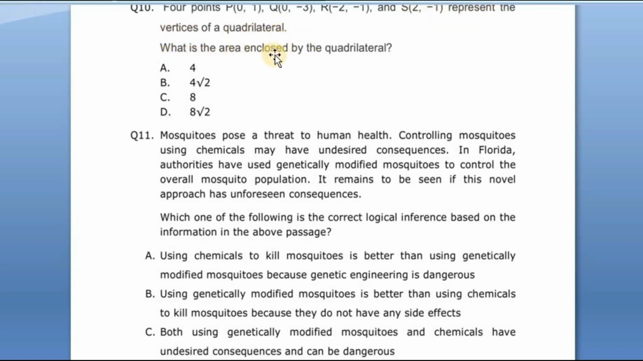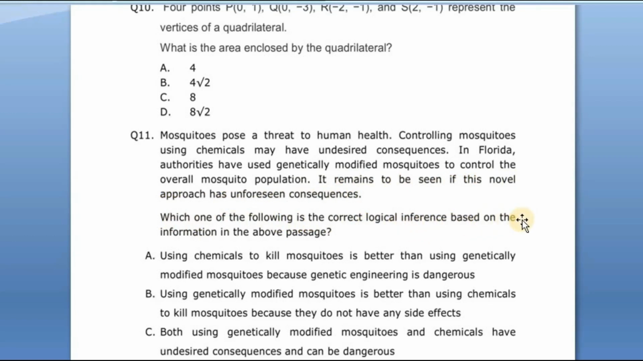11th question, mosquitoes pose a threat to human health. Controlling mosquitoes using chemicals may have undesired consequences. In Florida, authorities have used genetically modified mosquitoes to control the overall mosquito population. It remains to be seen if this novel approach has unforeseen consequences. Which of the following is the correct logical inference based on the information in the above passage?